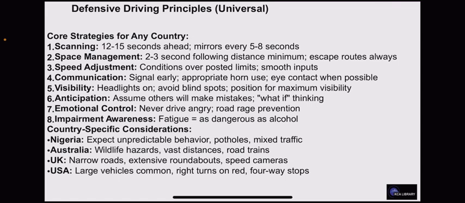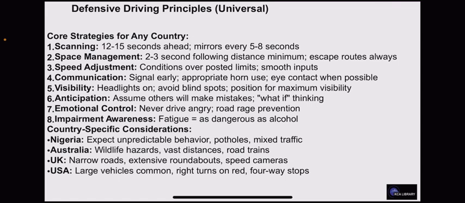Communication is also another defensive driving principle. It is very essential. Make sure you signal early, and use eye contact when possible. Then we have visibility. Make sure the headlights are on, avoid staying in blind spots, and position for maximum visibility. Then we have anticipation, where you assume others will make mistakes. Always think what if: what if this driver in front of me does this, or the one at the back does this. So you always assume and anticipate. We have emotional control: we never drive angry, and we practice road rage prevention.